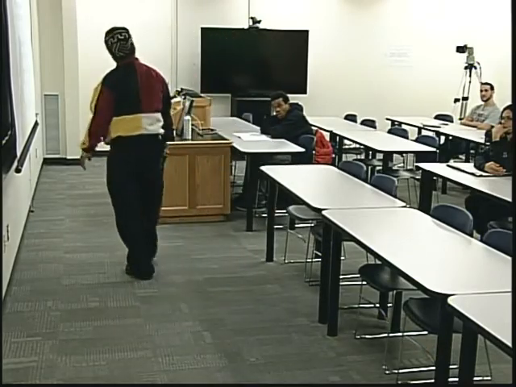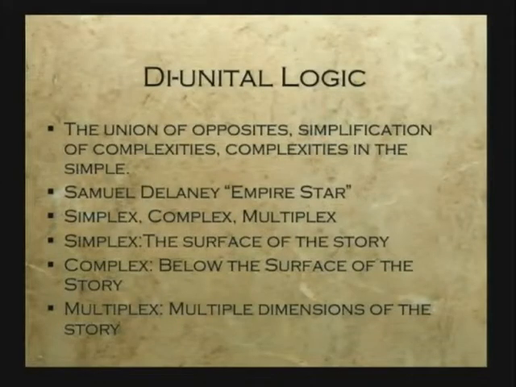Back to slide, please. Diunital logic. The union of opposites. The simplification of complexities, and also recognition that there's complexities in the simple. And that's African logic. Right? So the idea of the Adinkra symbols as an alphabet. Let's capture thought in a symbol. But we're not going to write sentences. We're going to show you the symbol, and that's going to remind you of a larger story. We'll teach you the larger story. But there's always a larger story, even in what appears to be simple.